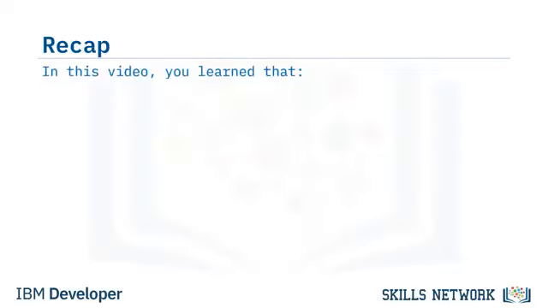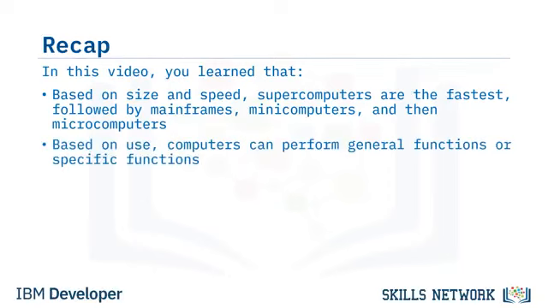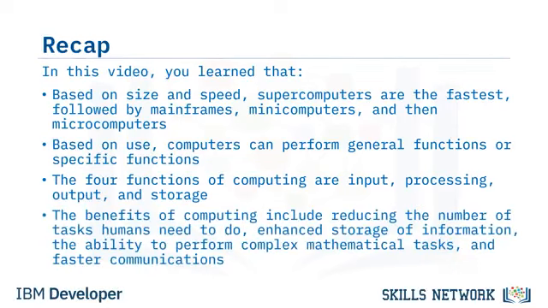In this video, you learned that, based on size and speed, supercomputers are the fastest, followed by mainframes, then mini-computers, and finally microcomputers, which include PCs, laptops, smartphones, and others. Computers can perform general functions or specific functions. The 4 functions of computing are input, processing, output, and storage. And the benefits of computing include reducing the number of tasks humans need to do, enhanced data storage, the ability to perform complex mathematical tasks, and faster communications.